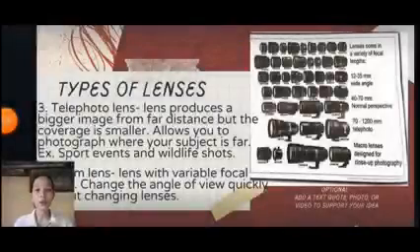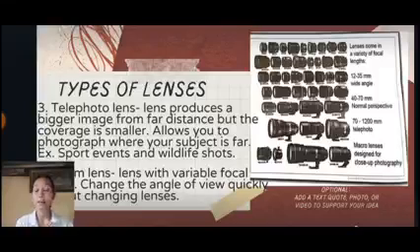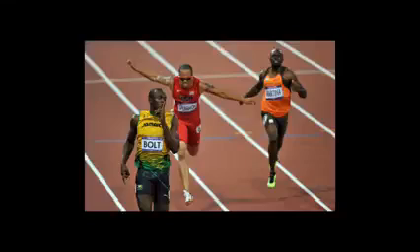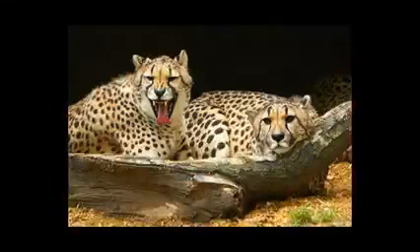The third one would be the telephoto lens. This lens produces a bigger image from a far distance, but the coverage is smaller, so it allows you to photograph where your subject is far. It means that you can appear to go near to your subject. The best examples would be sports events or wildlife shots.